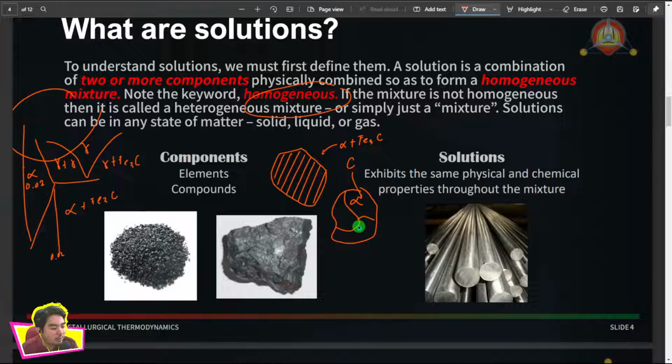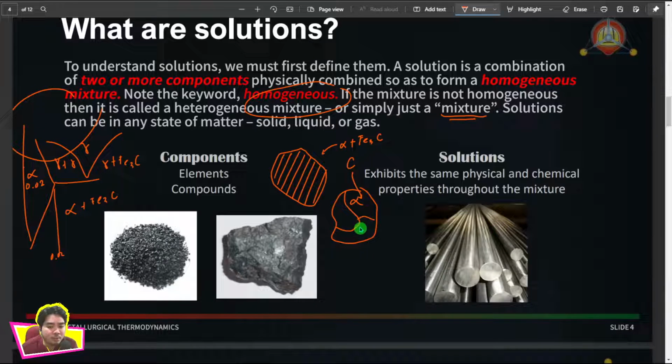So in chemistry, usually pag sinabi mong heterogeneous mixture, lang yung term na ginagamit natin. So it's just simply the term mixture, tapos pagka homogeneous na siya, solution na yung tawag natin sa kanya. Okay? Para hindi siya maging confusing. Okay, so that is a solution. So it should exhibit the same physical and chemical properties throughout the homogeneous mixture.